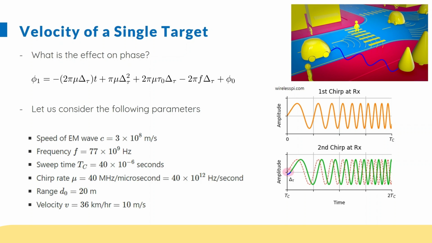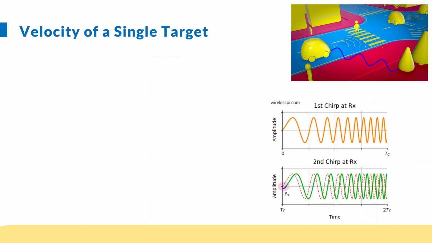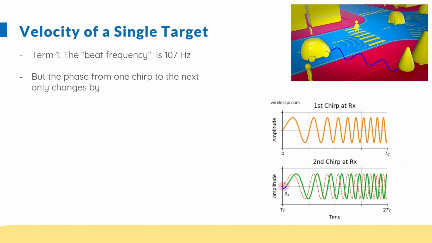Let us consider the following parameters as an example. Speed of EM waves, we already know approximately the speed of light, 3 into 10 raised to power 8 meters per second. Suppose this is a 77 gigahertz radar, sweep time is 40 microseconds, chirp rate is 40 megahertz per microsecond. The range is 20 meters, FMCW short range, and velocity v is given by 36 kilometers per hour, which turns out to be 10 meters per second. Let's put these values back into the phase and find out the result. We'll do this term by term.